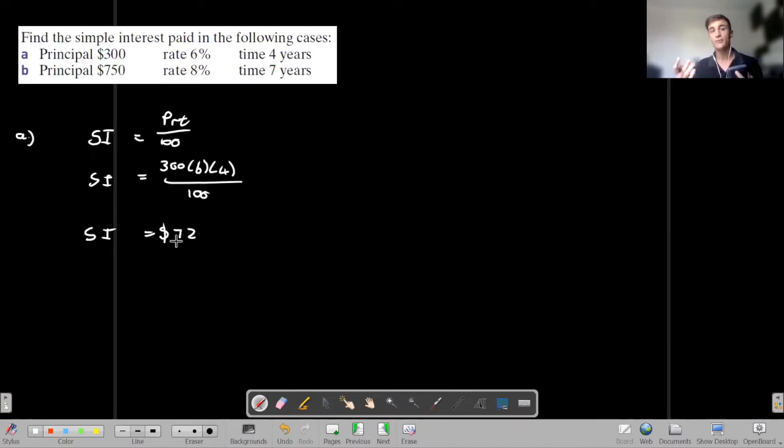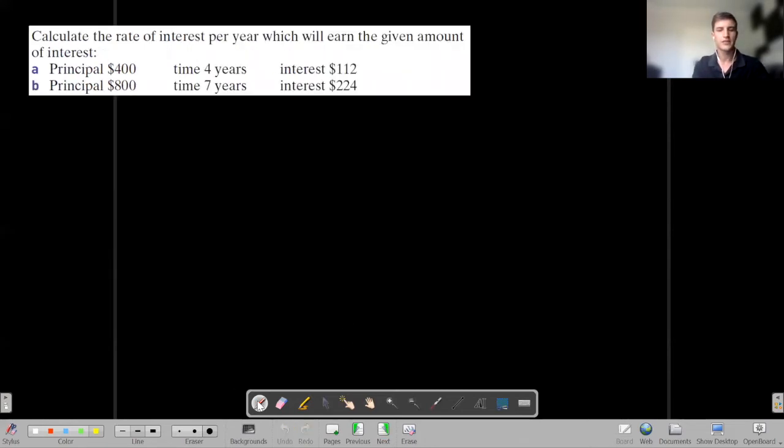Okay, now, if I wanted to calculate the total amount that I now have, I would need to take my principal amount, so this 300, and add 72. Great stuff. But that's not part of this question. We only needed to calculate the simple interest. Okay, cool. Next question. Calculate the rate of interest per year, which will earn the given amount of interest.